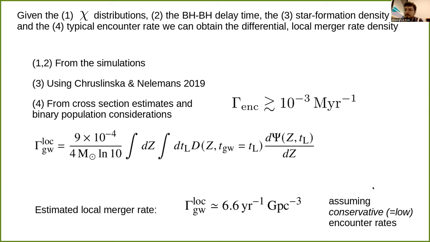And eventually, after putting everything together, star formation rate, distribution of spin parameters, encounter rate, we can obtain the local merger rate for this scenario, which is about 6.6 events per year per gigaparsec cubed. This is a conservative estimate, and at the moment lies at the low end of the range currently observed.